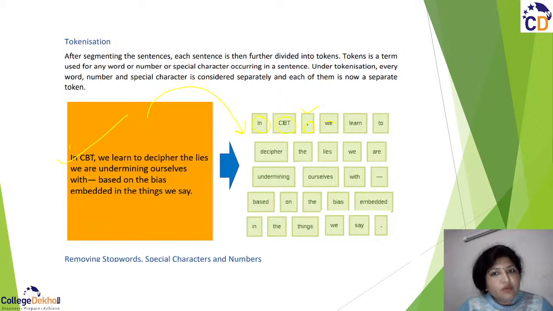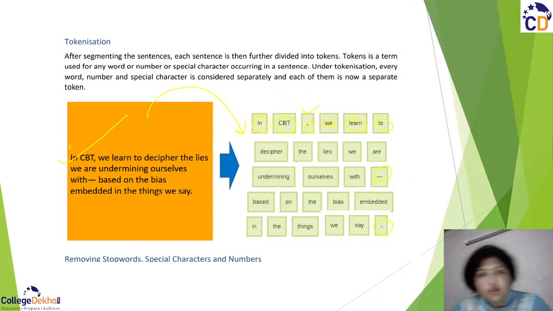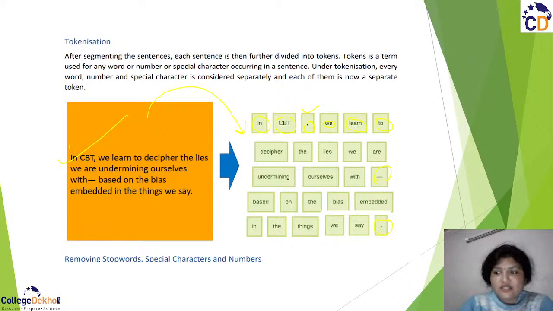Then you take out all the words. Even your dash will be taken as a token, right? And at the last we have the full stop also, never forgetting any of the symbols, right? So this is how we generate tokens out of sentences.